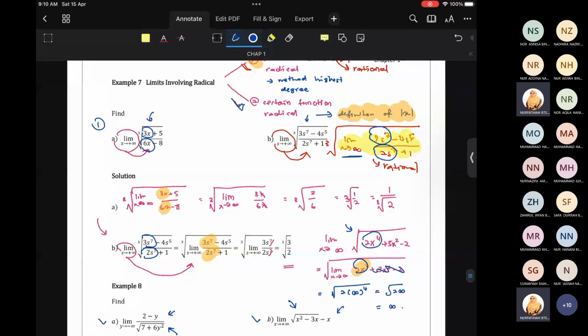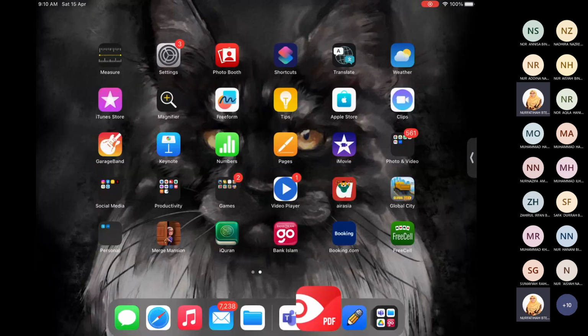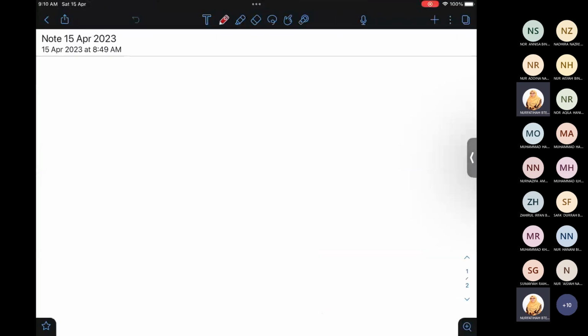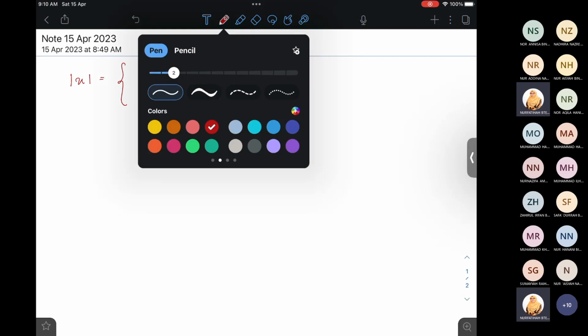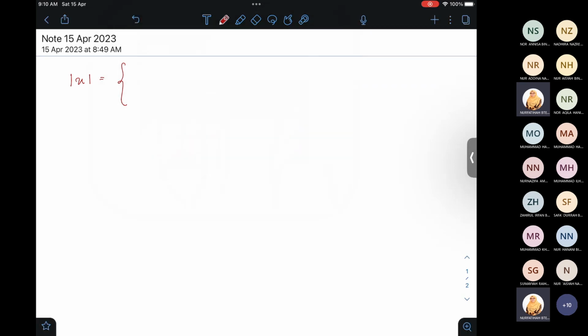Bila kita nak solvekan certain function yang ada radical, you must know the definition of modulus. Saya buat dekat sini, untuk certain function yang ada modulus. You still remember the definition of modulus? Simple je. Saya ada modulus x. When I open the modulus, saya akan dapat dua jawapan: the first one for the positive, and the second one for the negative.